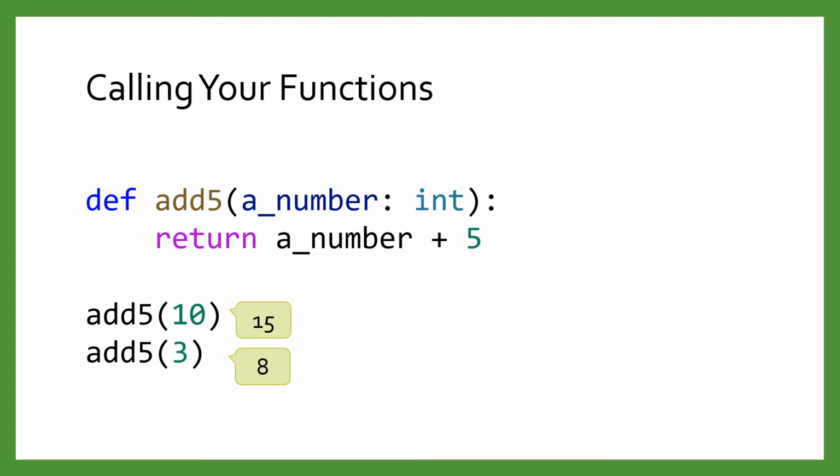After you've defined a function, you can use it by calling the function. As we did before, we combine the name of the function with calling parentheses. Note how we still pass in arguments. Here, we call the function add5 twice, first passing in the argument 10, and then calling it again with the argument 3.